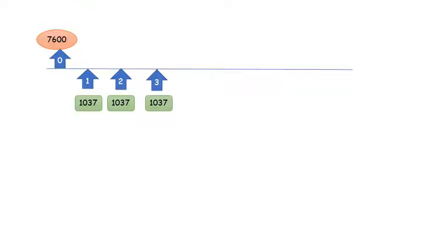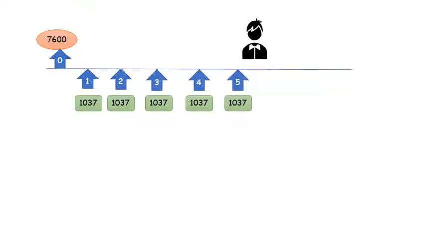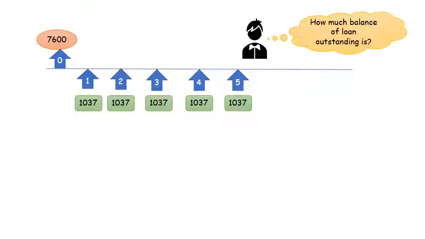Using the last exercise, in which you borrow 7,600 Egyptian pounds and you will repay them, in addition to the interest accrued, over equal quarterly installments of 1,037 Egyptian pounds. The borrower paid the first, the second, the third, the fourth and the fifth installment, and after he or she paid the fifth installment, he wants to calculate how much the balance of the loan outstanding is, before paying the remaining installments, which will be three installments over the next three quarters.